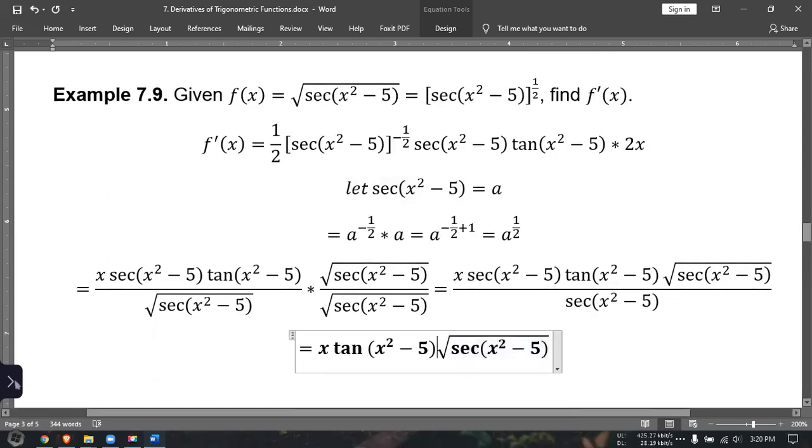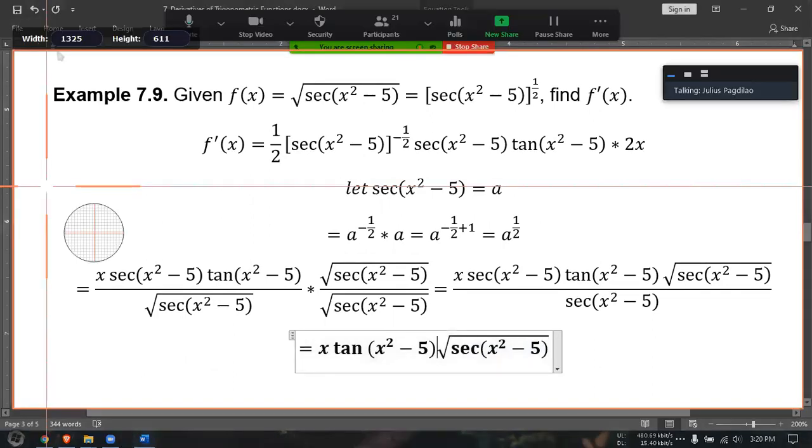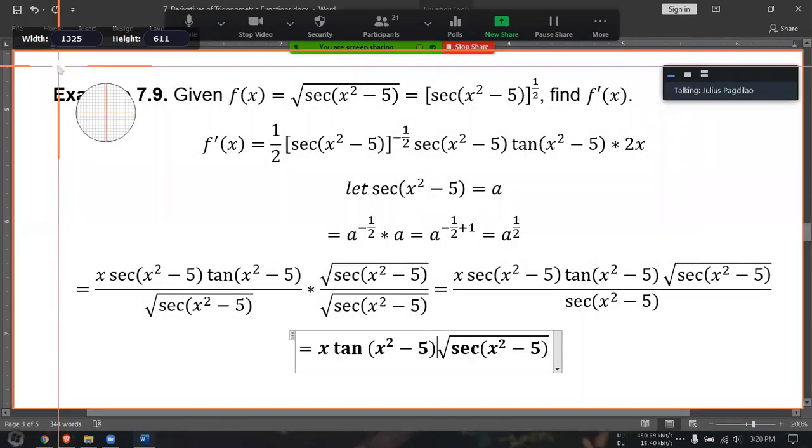Okay, sir. Okay. Please take a screenshot of this, or it is not included in our solution. Guide lang kayo if ever you encounter problems with the same given.